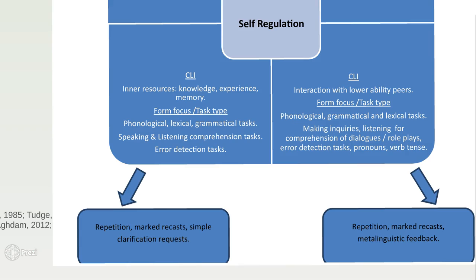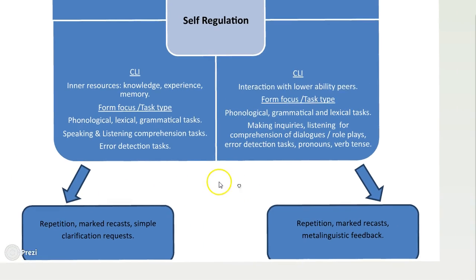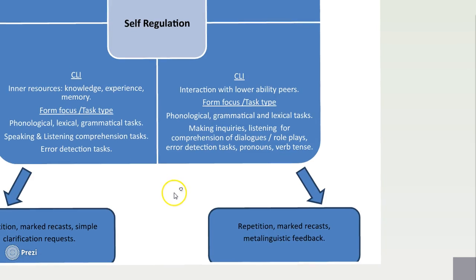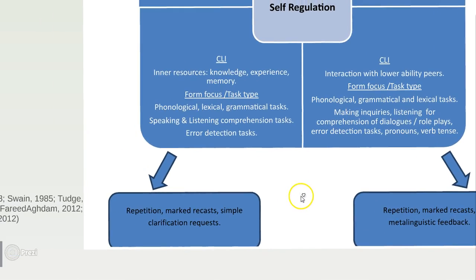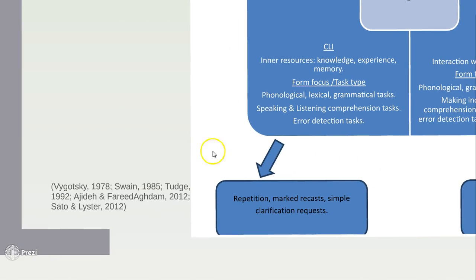And lastly, in the lower right-hand corner, interaction with lower ability peers, the form focus type might be making inquiries, listening for comprehension within dialogues, role plays, again, error detection tasks, working on pronouns or verb tense. And in this area, repetition, marked recast, and metalinguistic feedback are the best corrective feedback forms to use with our lower ability language learners.